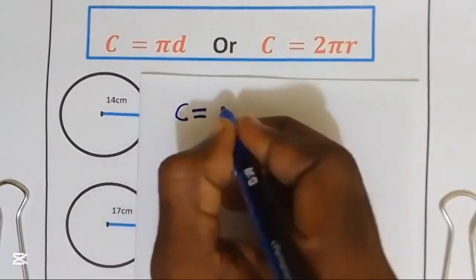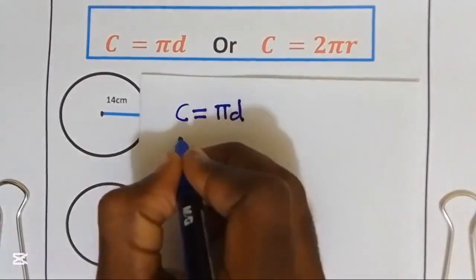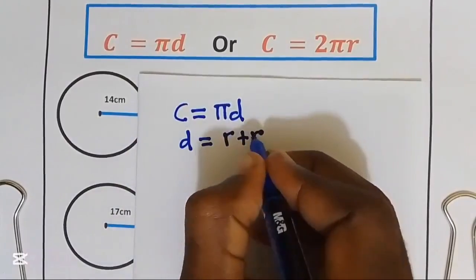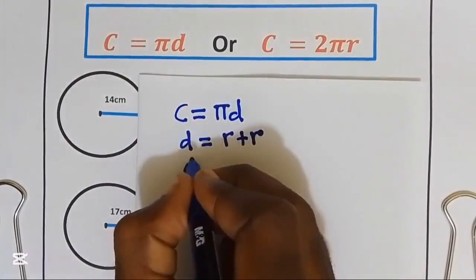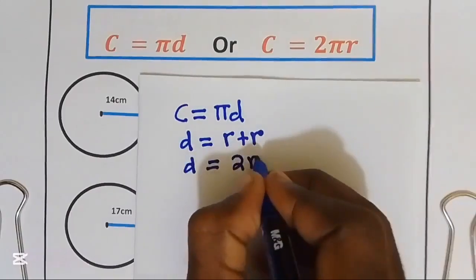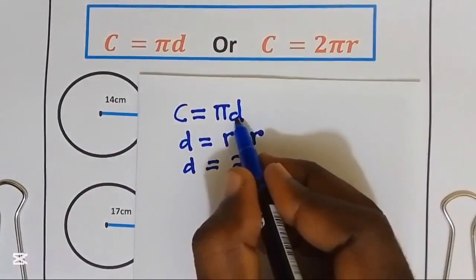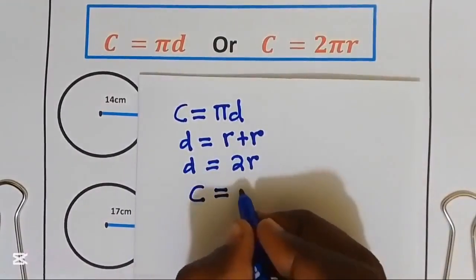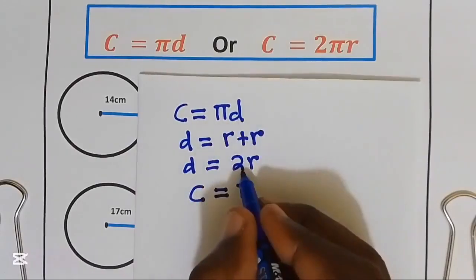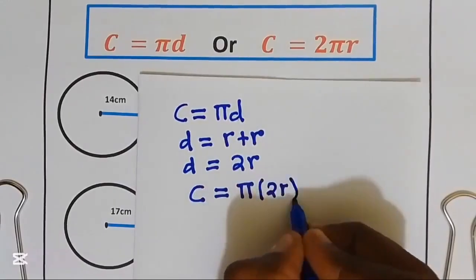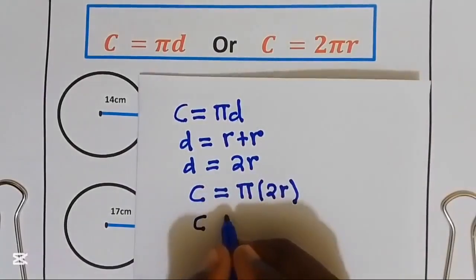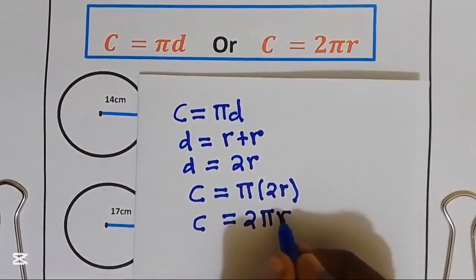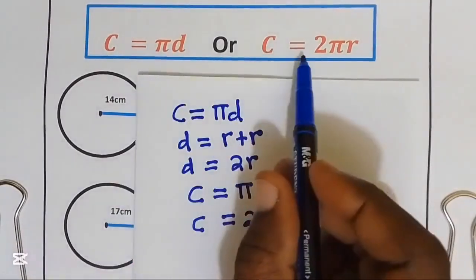Circumference is equal to pi d, but d is equal to radius plus radius. That gives us d is equal to 2r. Now, instead of writing d, I'm going to write 2r. My circumference is equal to pi, but my d is equal to 2r. That is 2r. Now, my circumference is equal to 2 pi r. This is how these two formulas relate.